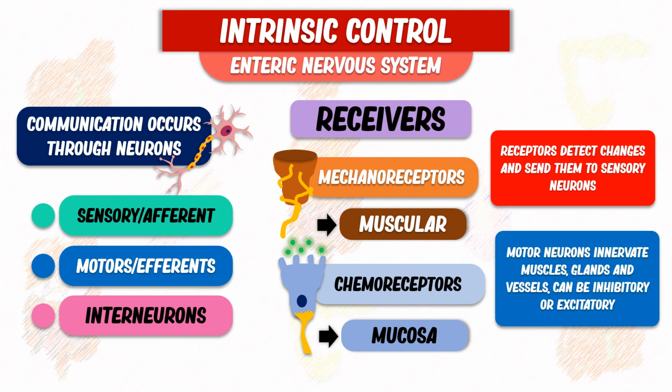Once these changes are detected, the information is sent to sensory neurons. Motor neurons innervate muscles, blood vessels, and glands, and their actions can be inhibitory or excitatory, depending on the substances they secrete.